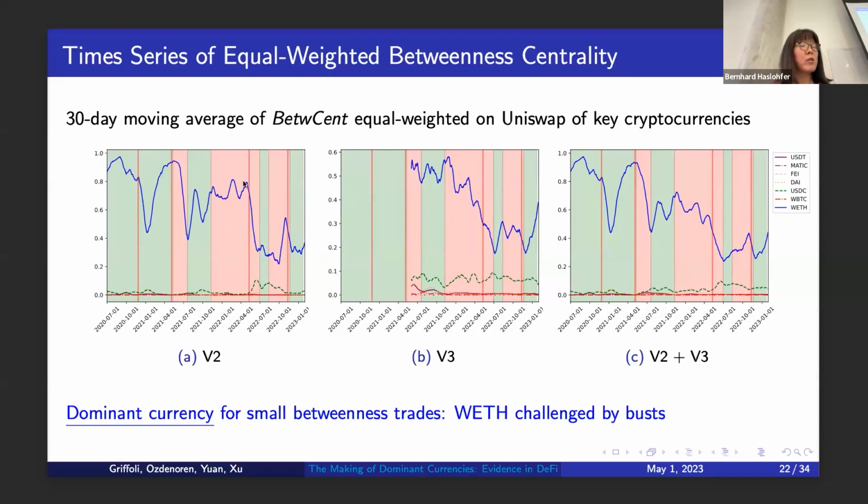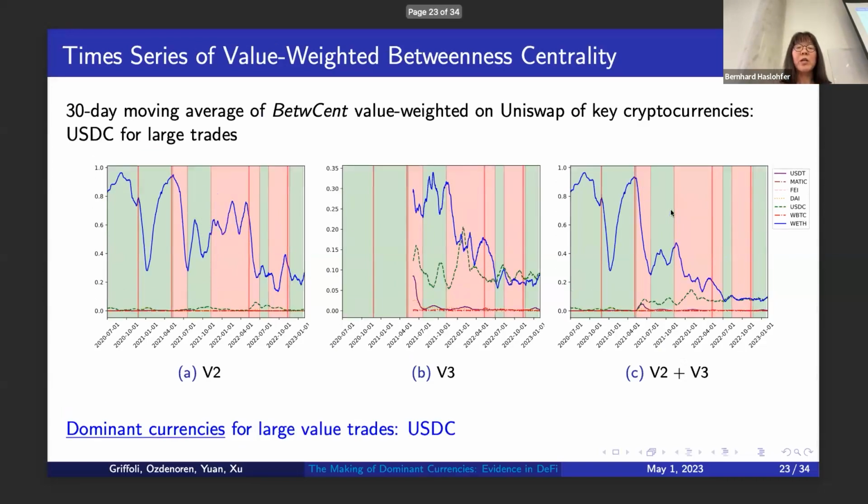WETH is actually still the leading coin, but its dominant status dropped during the bust, where the stable coins start to increase. So you do see a change over time. In fact, probably more change, more competition as a medium of exchange among the currencies for dominance.